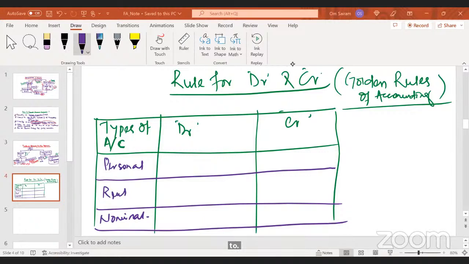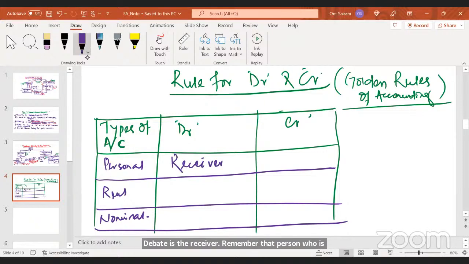Chalo, what is the rule for debit? Personal account is saying debit is the receiver. Remember, the person who is receiving is known as debit. Credit is the giver. The person who is giving is known as credit. According to personal account, debit is the receiver, credit is the giver. According to real account, debit what comes in, credit what goes out.